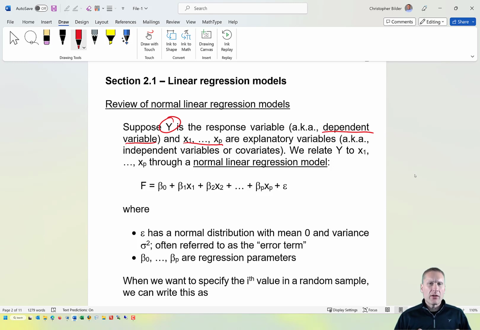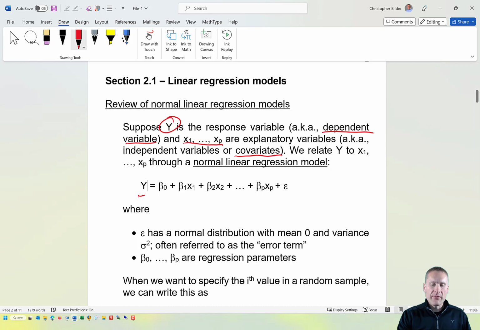Rather than calling them independent variables, I like to call them explanatory variables because they are meant to help explain information about my response variable y. Some people will also refer to these explanatory variables as covariates as well. And so from a previous class, you've seen a normal linear regression model before, and this is what it looks like.